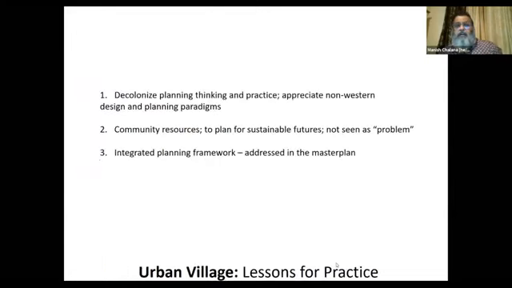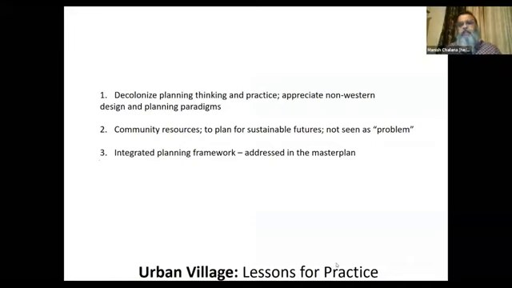So the last slide, and this is something that I haven't fully developed, I want to think: what are the lessons for practice for us? One, I think, is for us to collectively decolonize planning thinking and practice, right? Because we're so colonized. The British left, but they left babus like us behind, right? We're kind of coconuts, brown from the outside but white inside, because we've been shaped by them, we've been taught by them, and our planning ideas and thinking are from them. So the decolonization of the mind has to occur here, right?